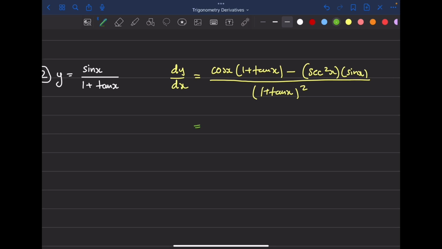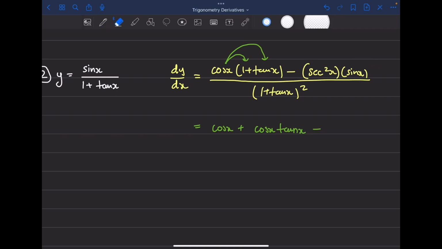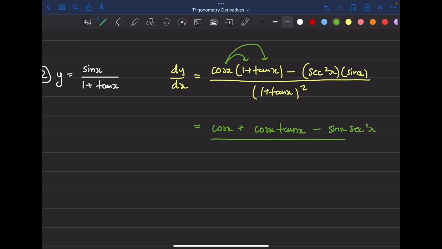Okay, so this will be equal to cosine x, because I'm expanding this bracket, so cosine x times tan x, and then cosine x times tangent of x, and then minus, for this, we can just take away the brackets because they mean nothing. We would have sine x secant squared x, and then for the denominator, that stays the same. So 1 plus tan x all squared.